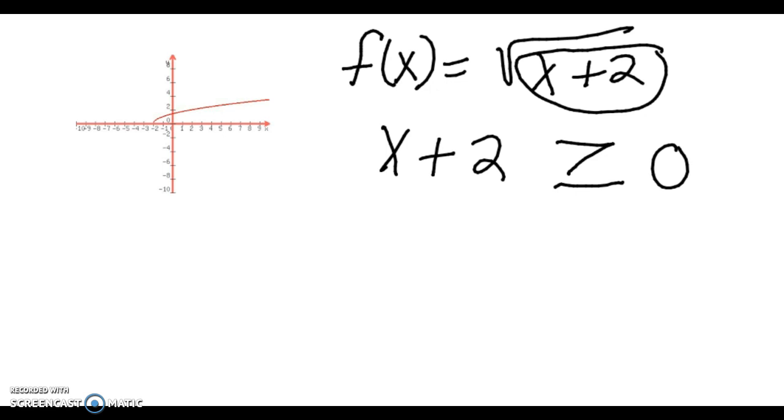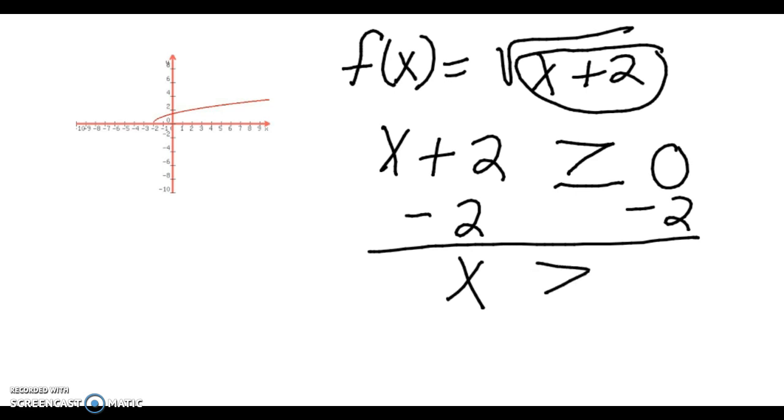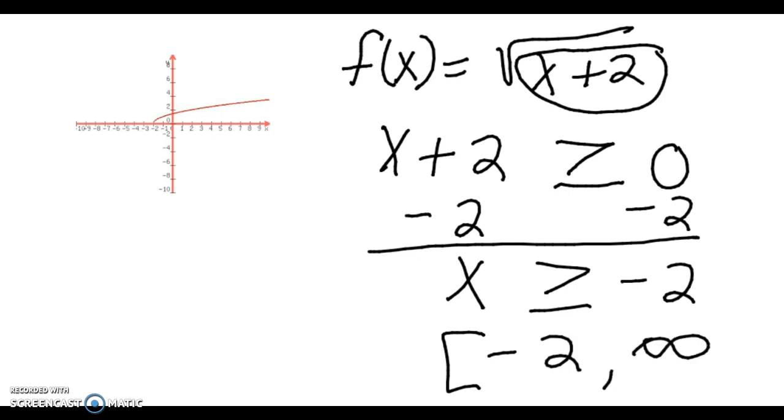If we solve this algebraically, we would subtract 2 from both sides, and we would find that x is bigger than or equal to negative 2. How do we write this in interval notation? Because we have an equal to bar, we know we would have a bracket, negative 2, comma, positive infinity.